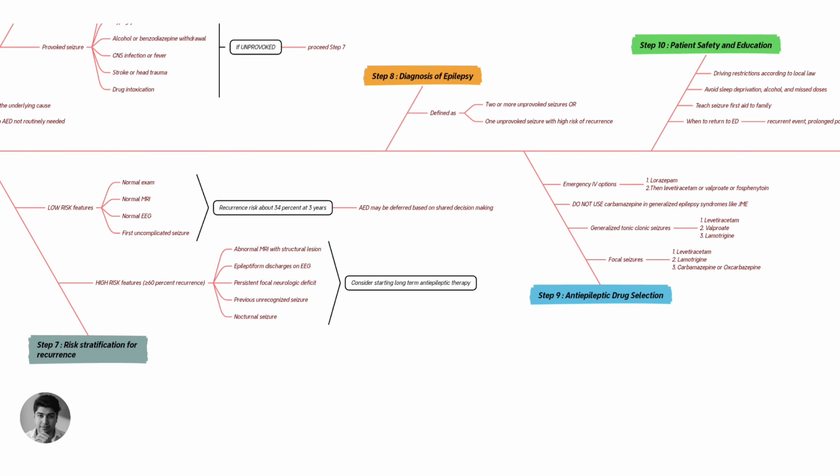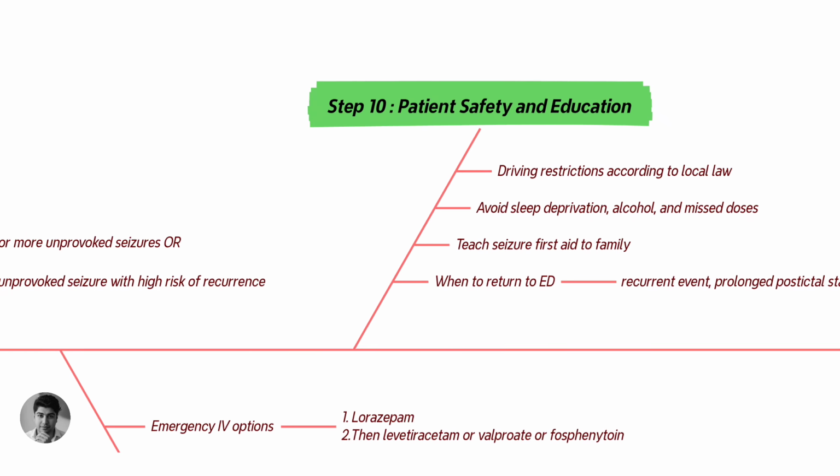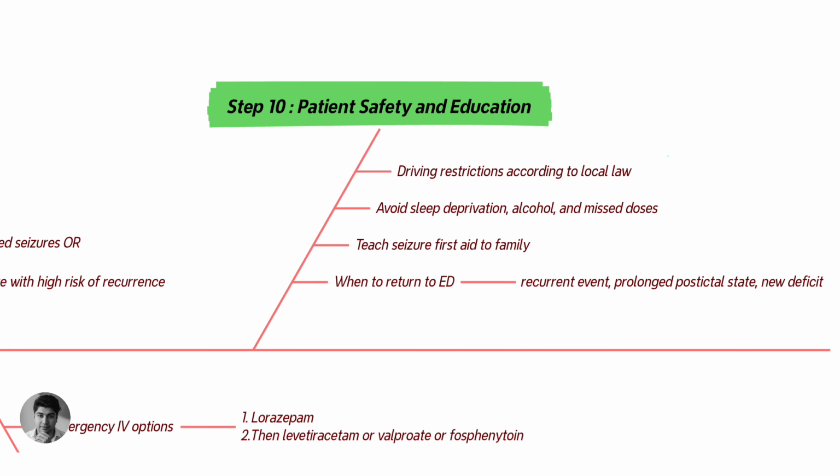Section 10 from the chart: counseling and safety. Avoid alcohol, sleep deprivation, missed doses. Teach families seizure first aid. Return to ED for another seizure, prolonged confusion, trauma, fever, or new deficits. Discuss driving limitations clearly. And that completes the entire chart start to finish.